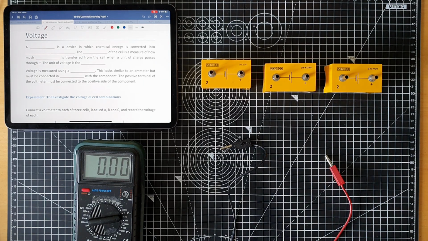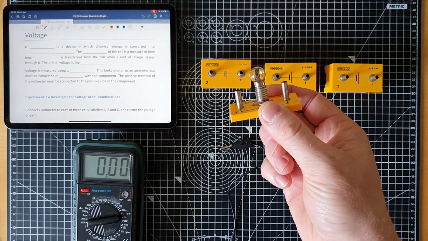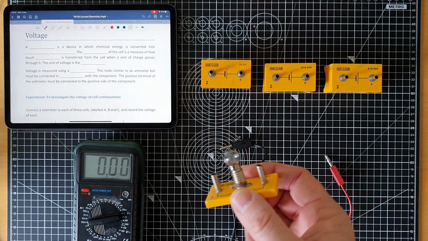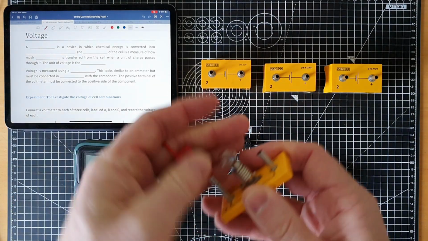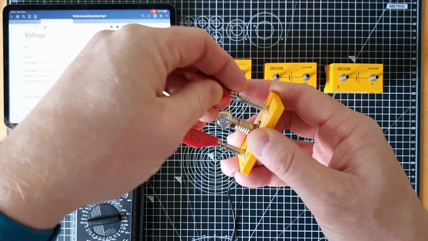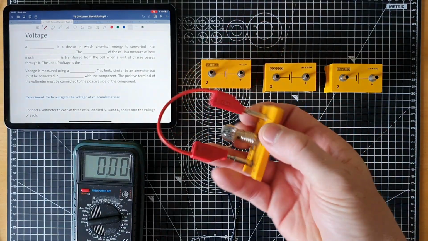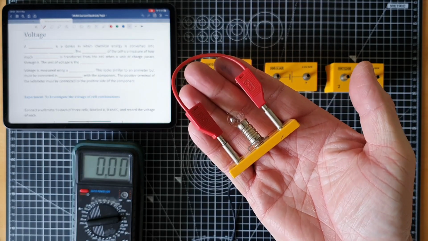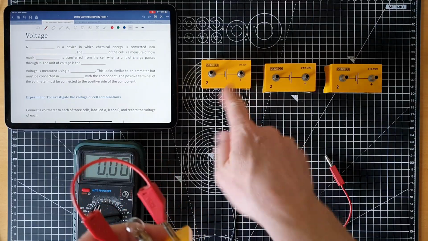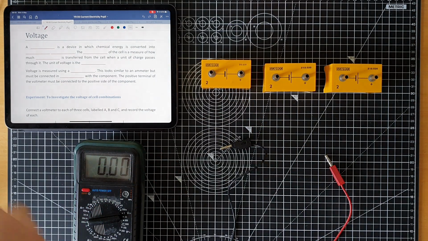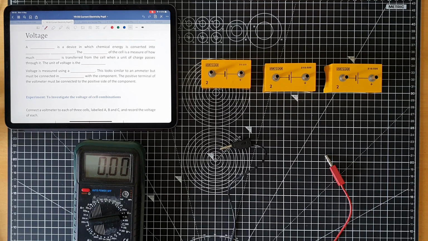If I just got a bulb, no current flows through it. If I connected a wire from one side to the other, still no current flows, obviously. What do we need? We need some sort of power supply, like a battery. And a battery provides what we call a voltage. And voltage is what I want to think about today.